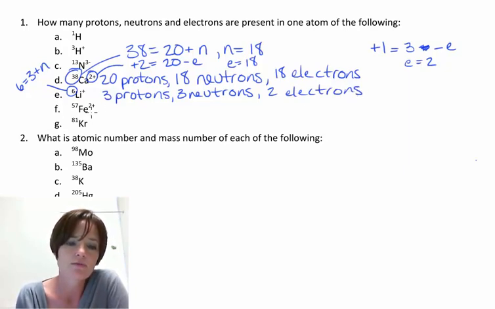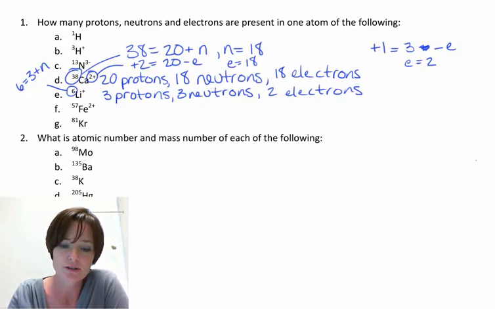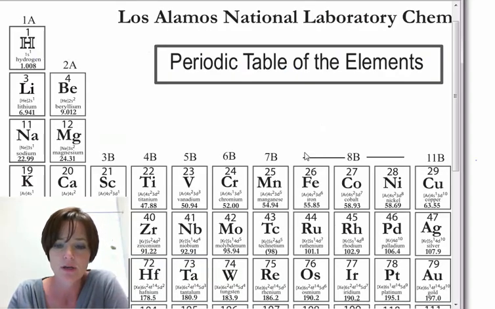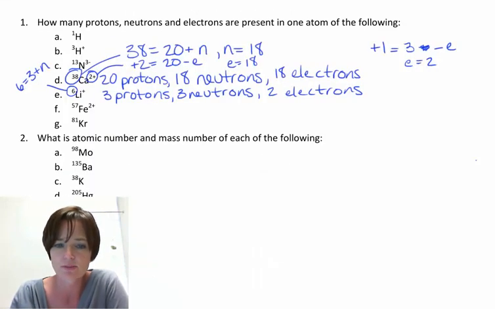On F, figure out the number of protons for iron. So we'll locate iron on the periodic table. Iron is going to be right here, so it's number 26. So we've got 26 protons.